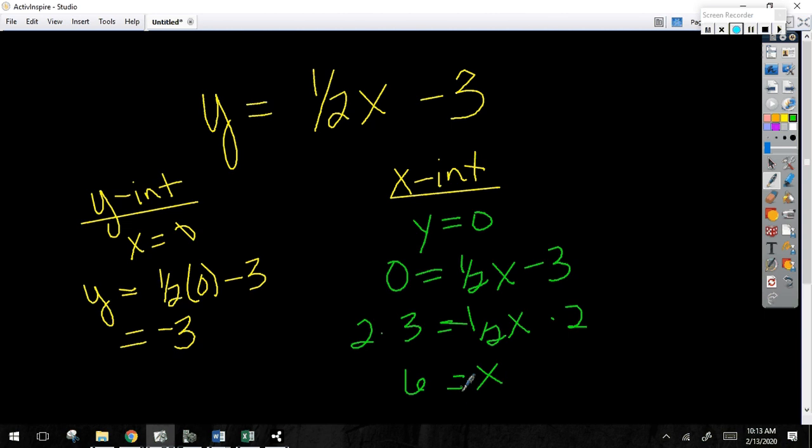I graphed it and started at -3. I want you to do it algebraically first, because what I'm going to do is show you how algebraically and graphically we get the same thing, so that we can build on that and then move on to our quadratics and our absolute values and everything else, any other kind of equation that we have.